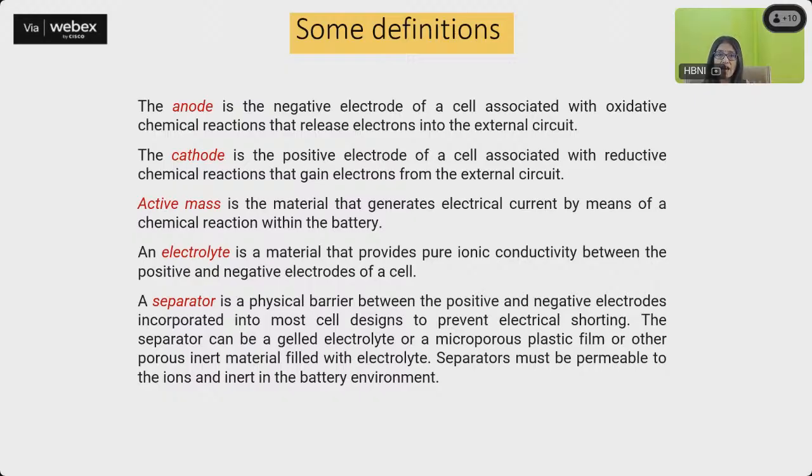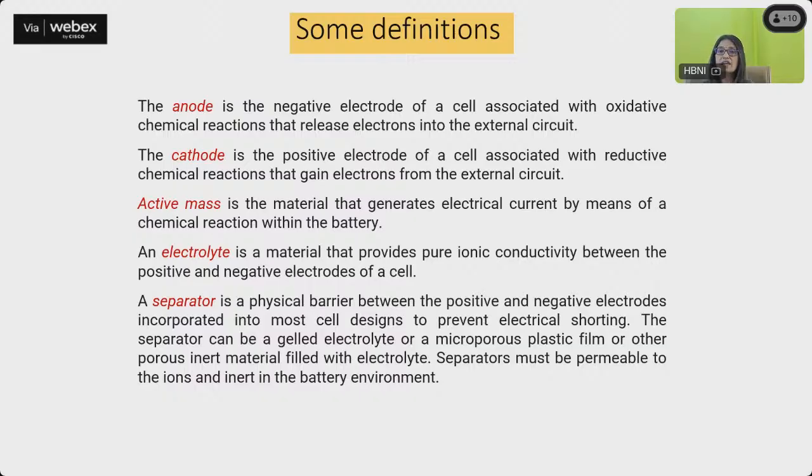Then of course, between the anode and the cathode, you need something which conducts the ions, and this role is played by the electrolyte. It is a material that provides pure ionic conductivity between the positive and the negative electrodes of a cell. And now to have a physical barrier, because otherwise you will have shorting of the entire device, there is a separator, which is the physical barrier between the positive and negative electrodes, incorporated into most cell designs to prevent electrical shorting.